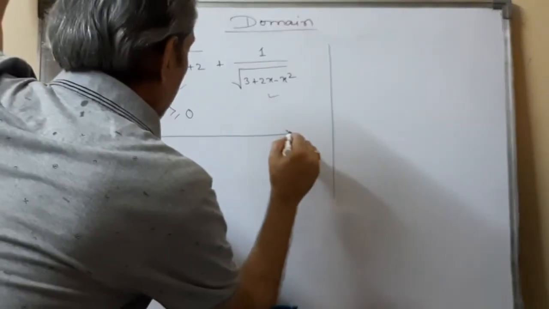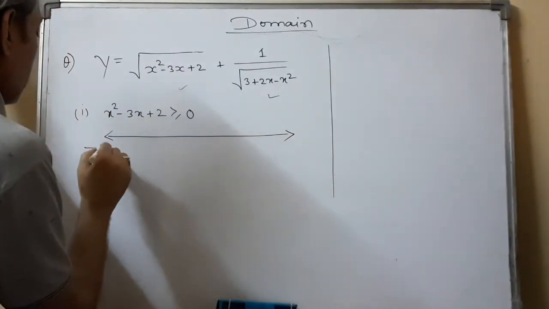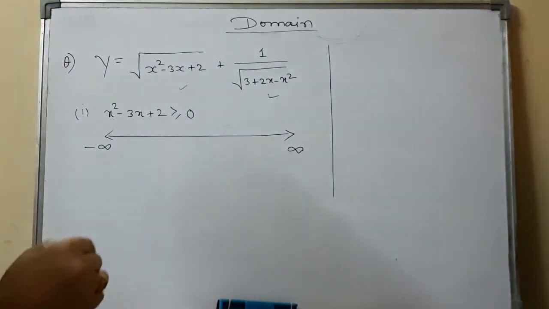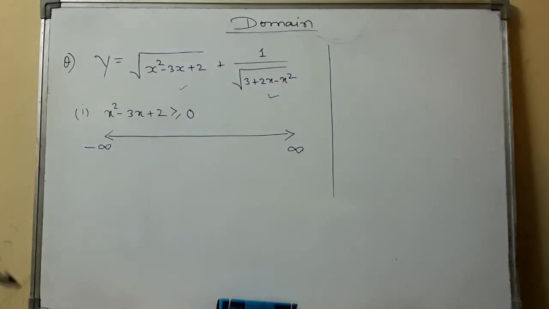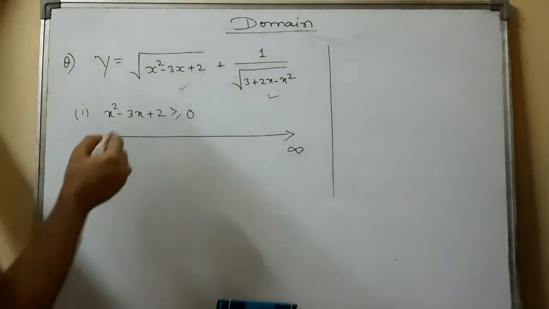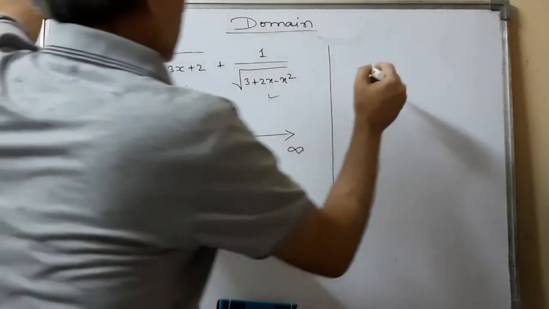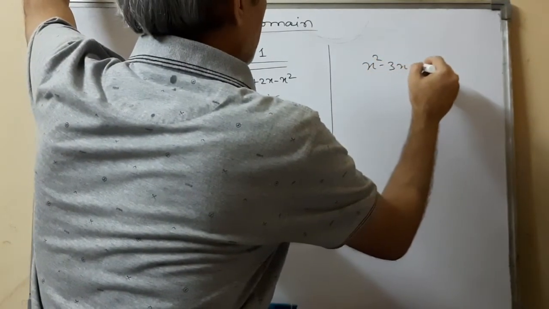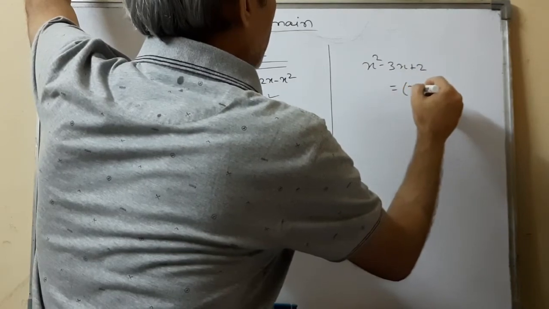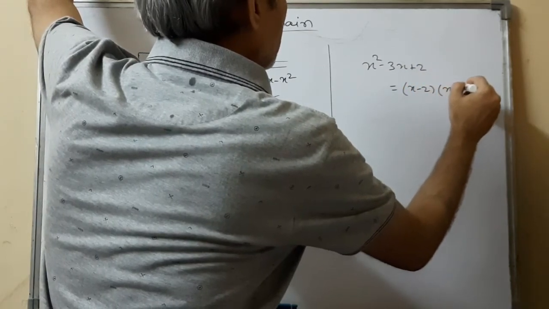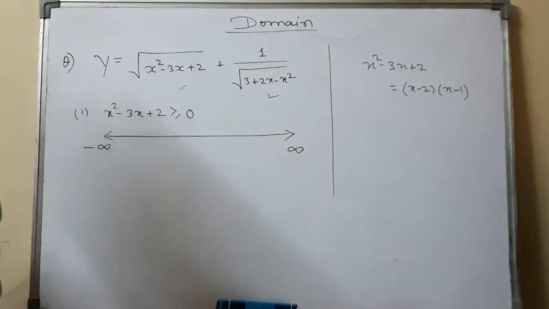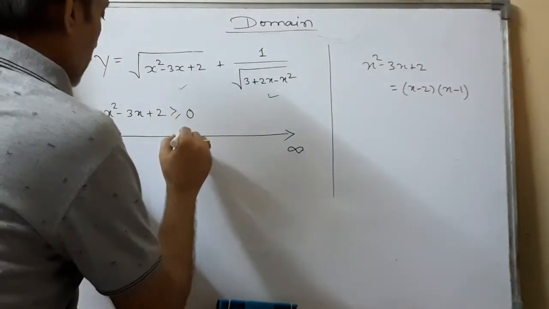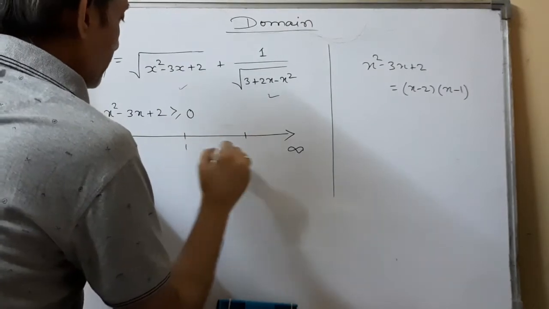And on a number line we can plot this, just by using the sign scheme method. After factorizing, it will be equal to x minus 2 into x minus 1. When you equate it to 0, you will get 1 and 2. Plot it on the number line.